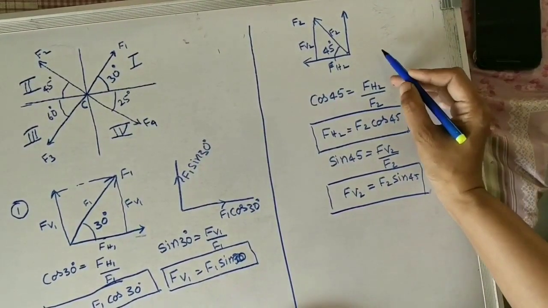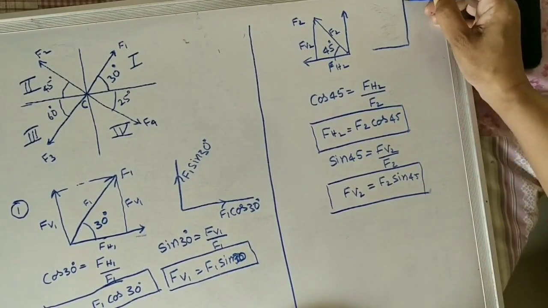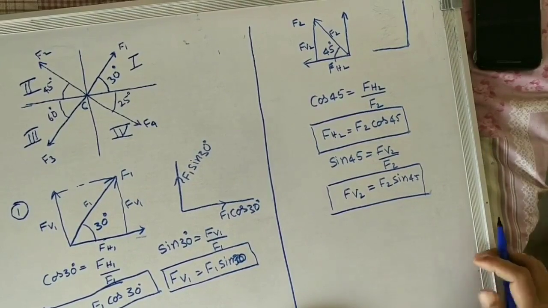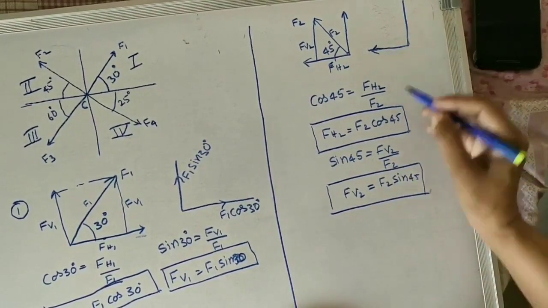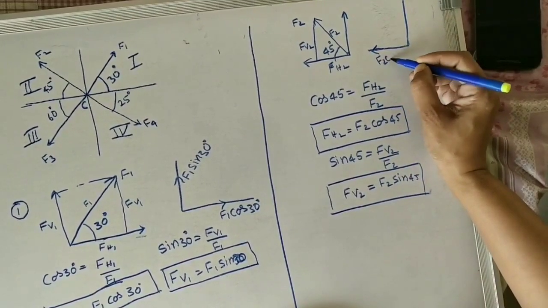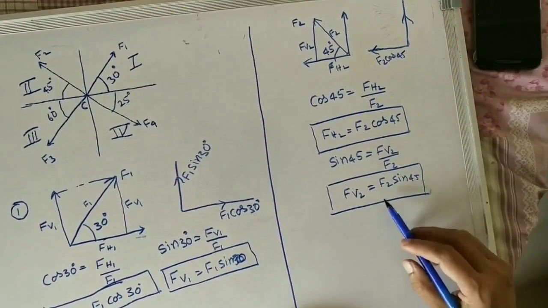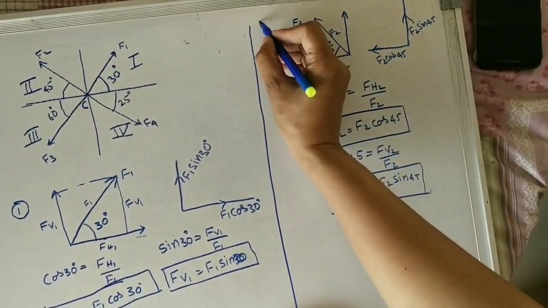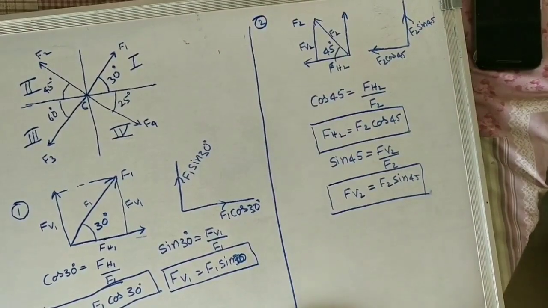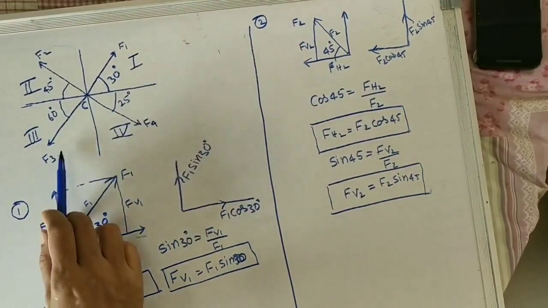Now how to do the resolution of force? Resolution of force means instead of the inclined force, we are taking the horizontal component and vertical component. The horizontal component is in this direction, that is F2 cos 45, and the vertical component is acting in the upward direction, so it is F2 sine 45. This is the second coordinate. Now we have resolved the forces in the first one and second one. Now take the third one.